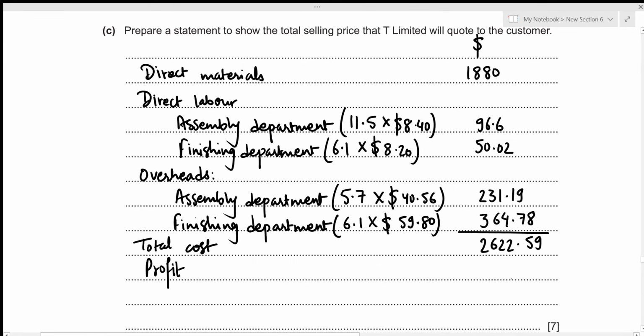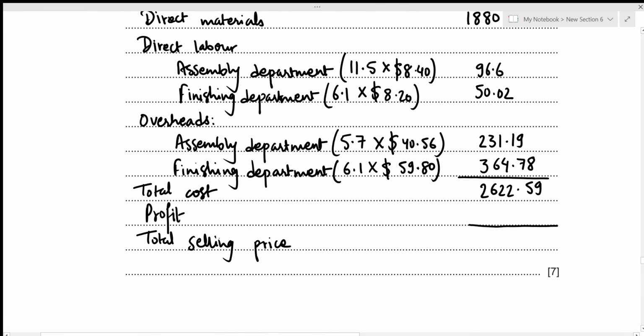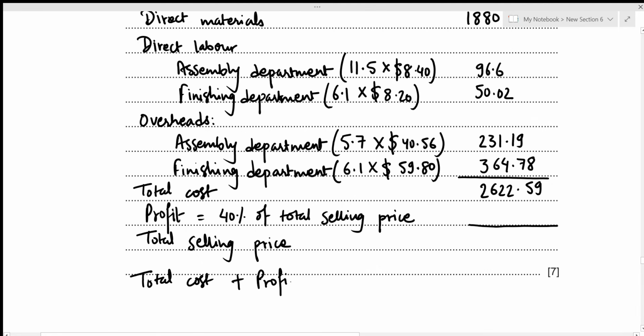And after adding the profit, we can figure out the total selling price. Now, an additional information that we were given right here is that company is to achieve a profit of 40% on selling price, which means that the total profit is going to be 40% of total selling price. Now, I'm going to solve this in a form of an equation. All right, so that's just going to be total cost plus profit is going to give the total selling price.